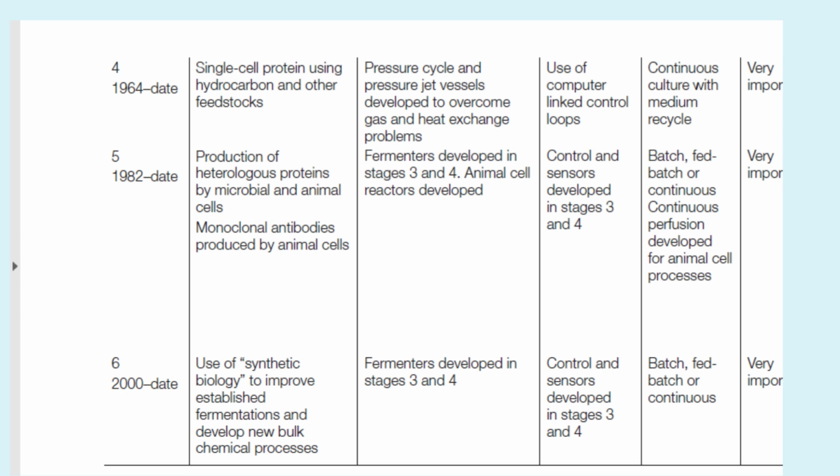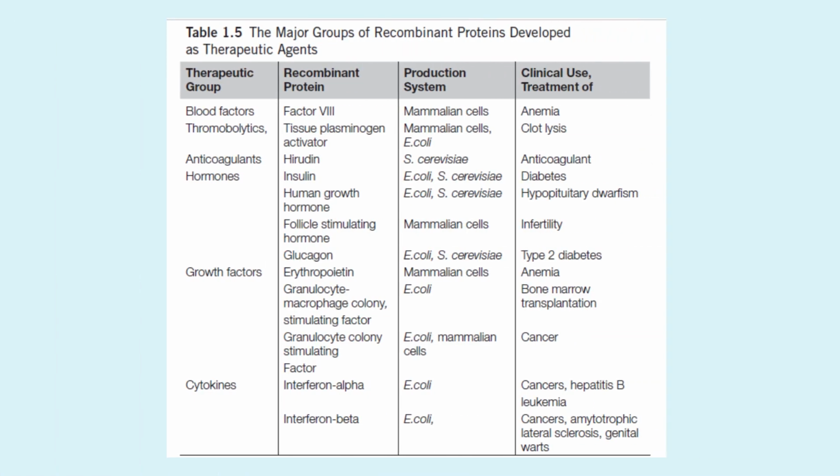Major recombinant therapeutic proteins. Another important table lists major recombinant proteins used as therapeutic agents. It groups them by function, such as blood factors, hormones, and cytokines. For each, it shows the protein name, the production system like E. coli or mammalian cells, and its clinical use. For example, factor VIII is produced in mammalian cells to treat anemia. Insulin is made in E. coli and yeast for diabetes treatment.